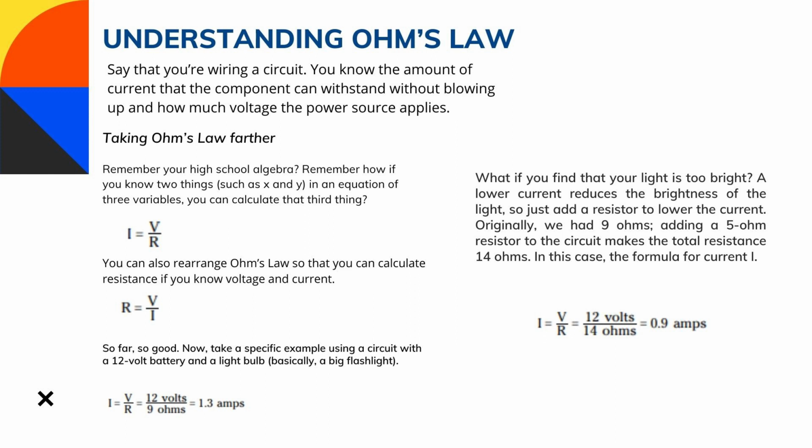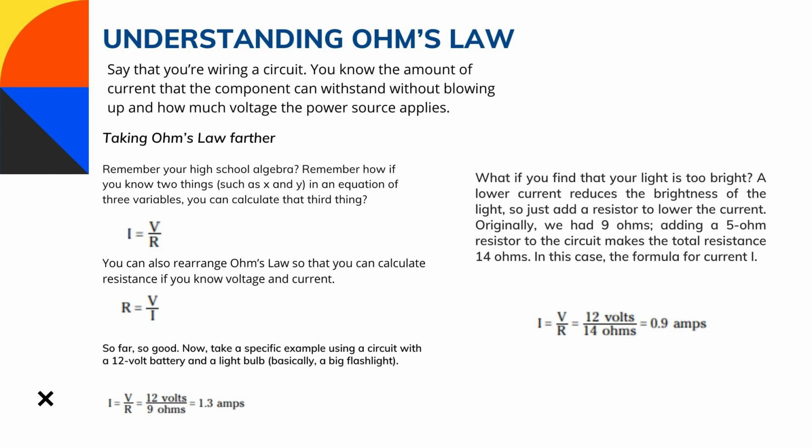You can also rearrange Ohm's law so that you can calculate resistance if you know voltage and current. So resistance equals voltage divided by current, or R equals V divided by I. So far, so good. Now, take a specific example using a circuit with a 12-volt battery and a light bulb, basically a big flashlight. Before installing the battery, you measure the resistance of the circuit with a multimeter and find it's 9 ohms.